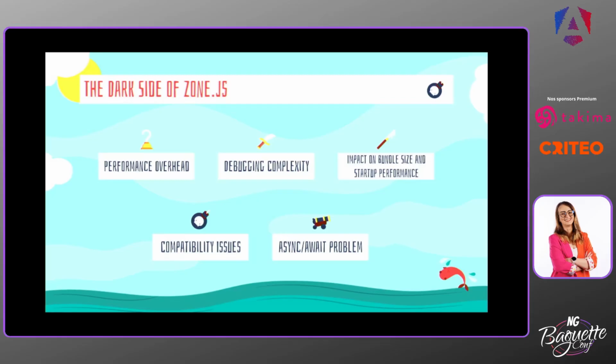Next thing, async await problems. So we could have some problems because some browser APIs are not working with Zone.js just like that. For example, async await, it has to be down leveled to work with it.